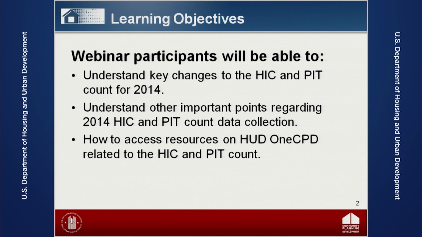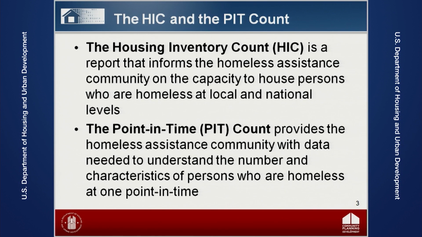Thank you, William. To start out, I want to briefly review what the HIC and the PIT are. The HIC, or the Housing Inventory Count, is a report that provides HUD with information needed to understand the capacity to house persons who are homeless at the local and national levels. The PIT, or point-in-time count, provides HUD with data needed to understand the number and characteristics of persons who are homeless at one point in time.